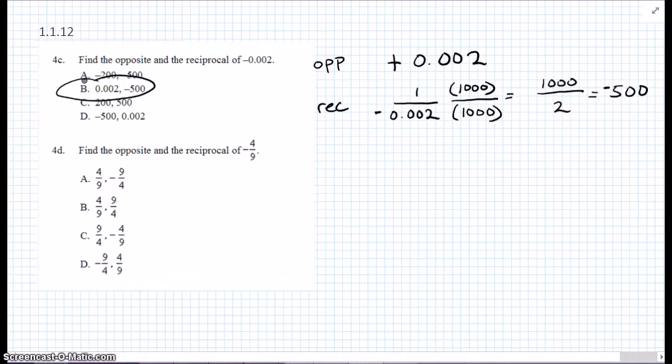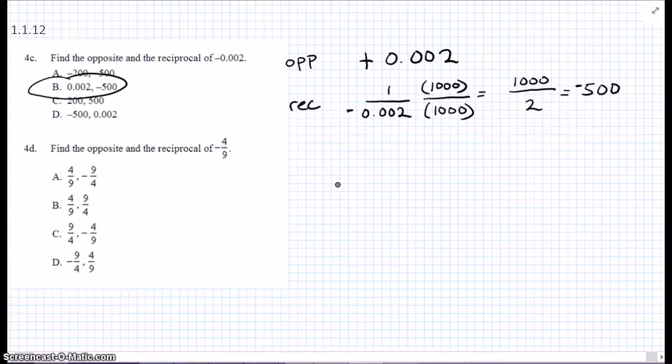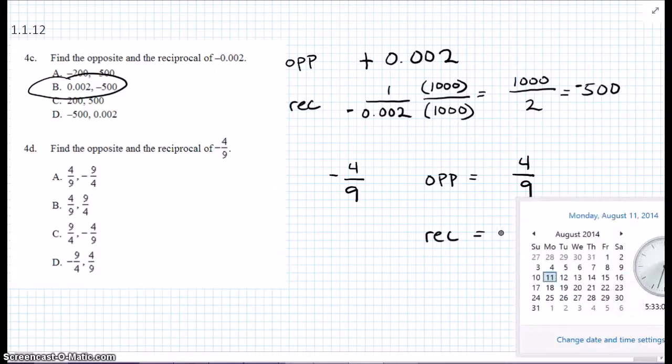Okay, find the opposite and the reciprocal of negative 4/5. So negative 4/5. Sorry, 4/9. So the opposite would just be 4/9. The reciprocal we would just flip, which would be 9 over 4. And again, that's a negative.